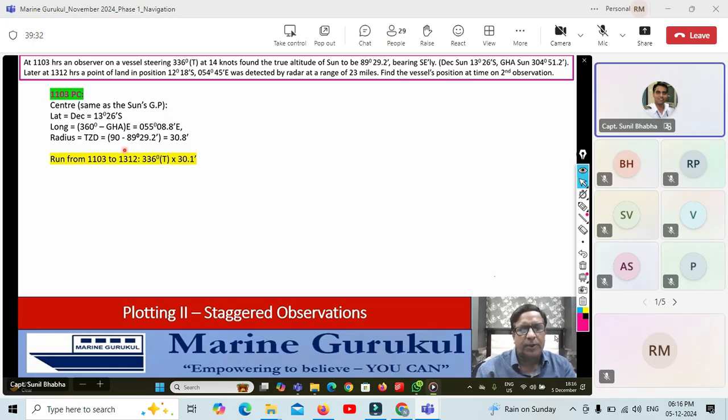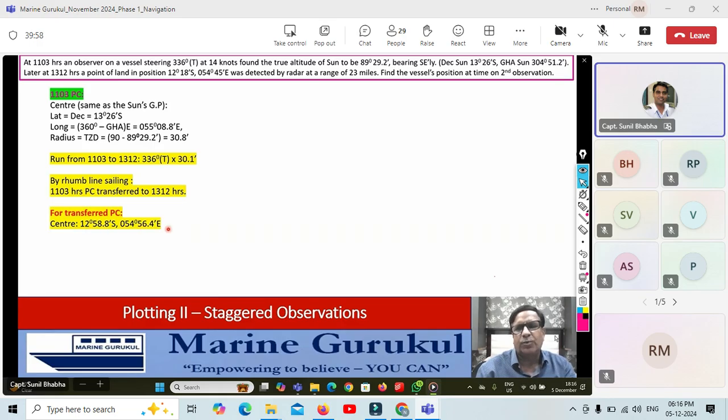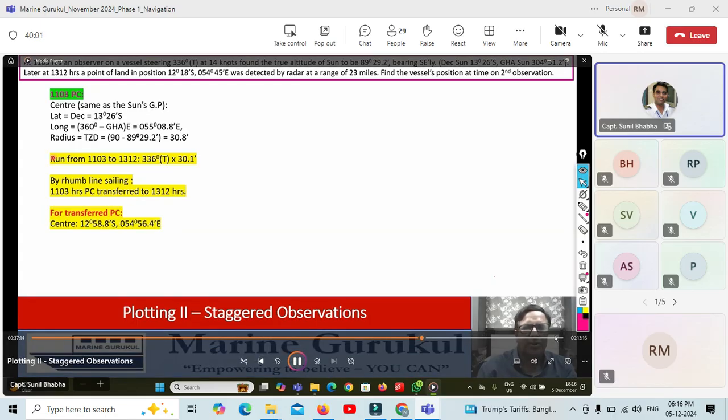I'm assuming that you'll be able to calculate the coordinates of the transferred center, 1103 center, which is transferred, applying this run using plane and parallel sailing. We get the 1103 PC transferred to 1312, center of that rather. The center comes to 12 degrees 58.8 minutes south and 054 degrees 56.4 minutes east. Please do this calculation and see that you're comfortable and you are able to get this as the center of the transferred PC. Right, beta. So is it clear up to here? Any doubts?